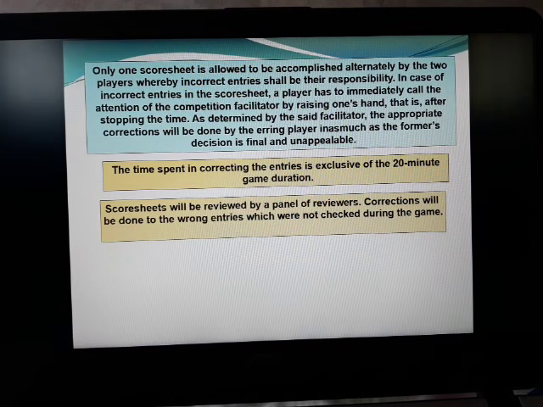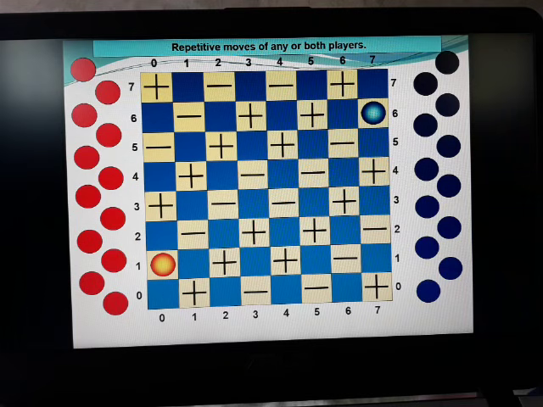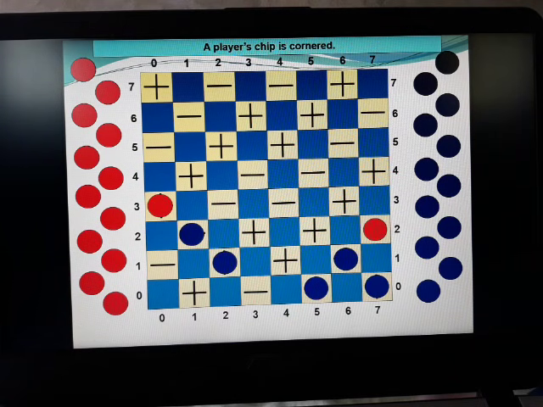Score sheets will be reviewed by a panel of reviewers. Corrections will be done to the wrong entries which were not checked during the game. So example of repetitive moves of any of the both players here and then another. Next one, we have a player's chip is cornered. And then a player has no more chip to move.